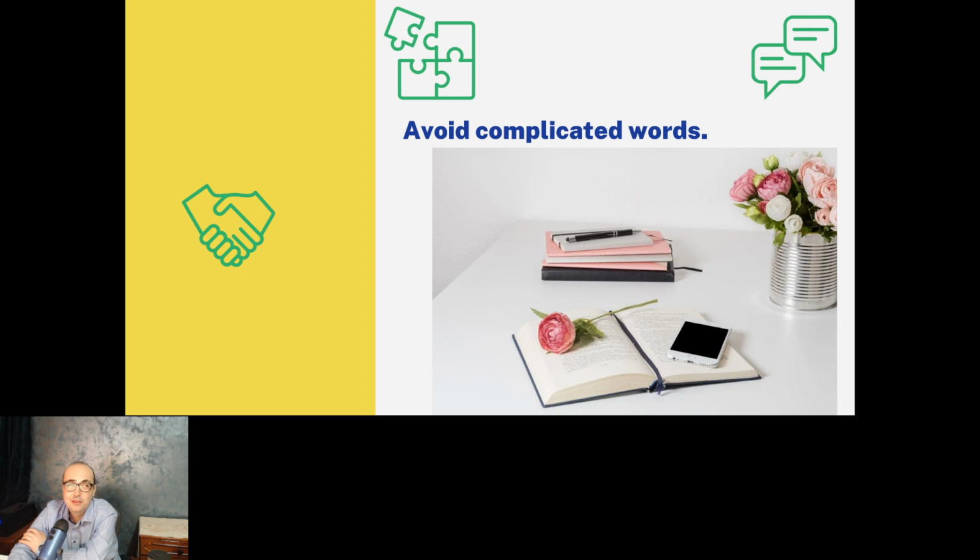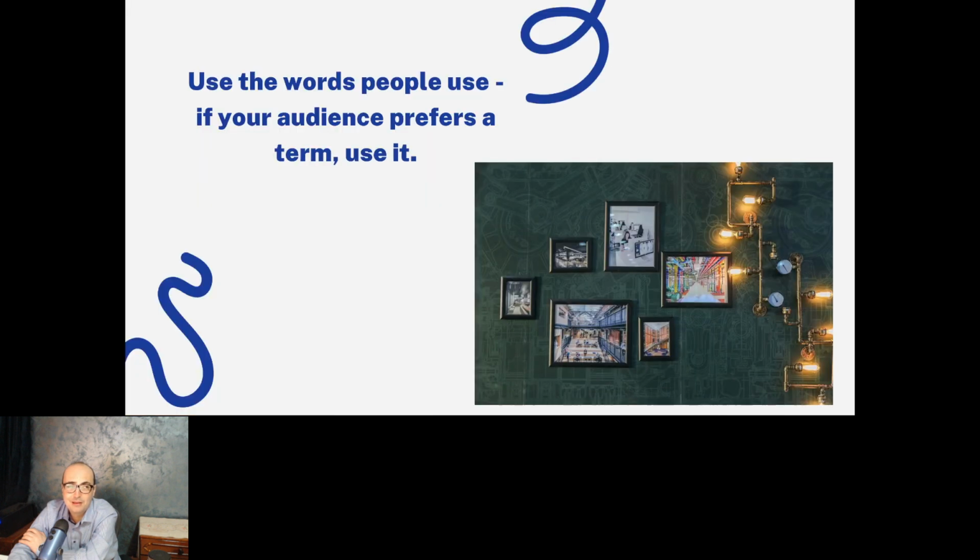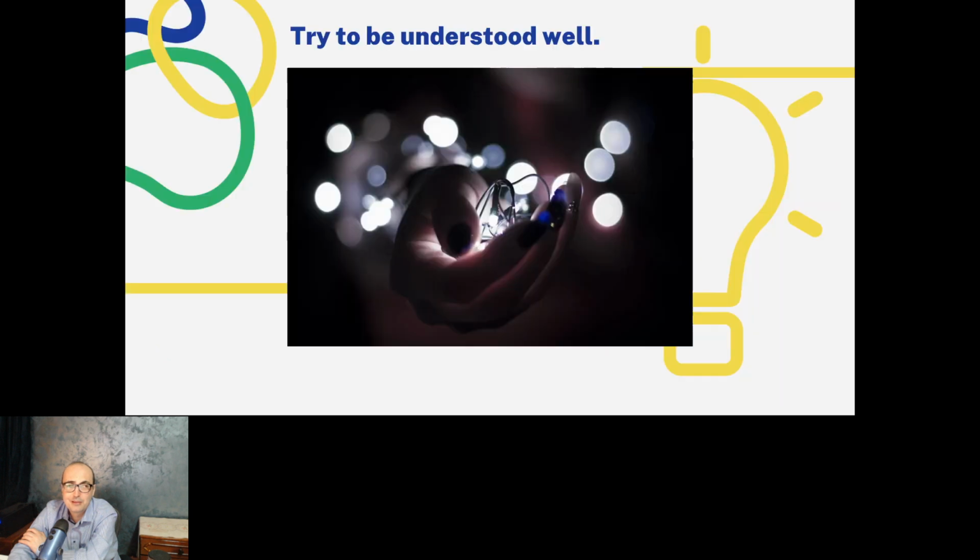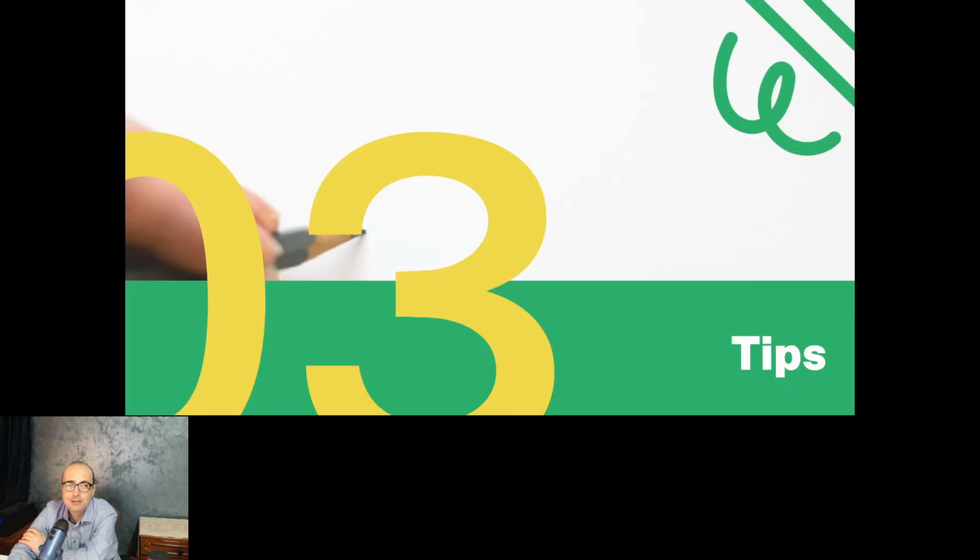You should avoid complicated words and make your article look nice. If you see your audience uses a term, use it. Even if it's complicated to you, use the term your audience uses. Try to be understood well, explain well, give examples.